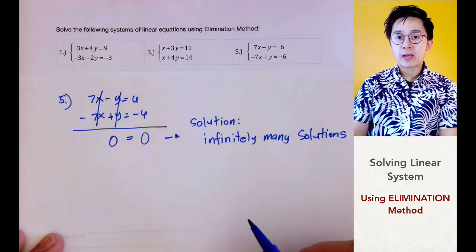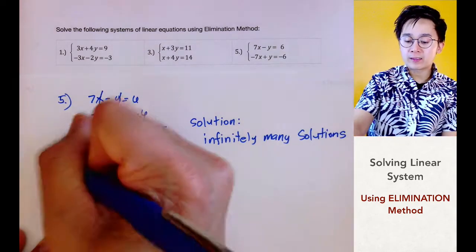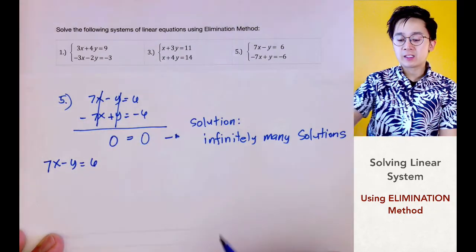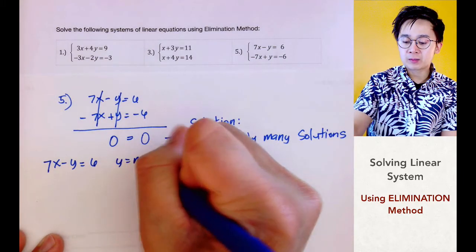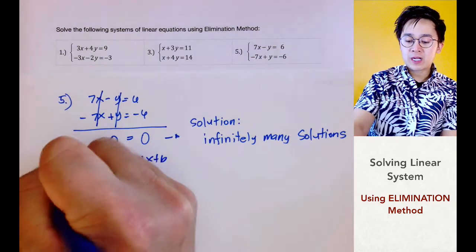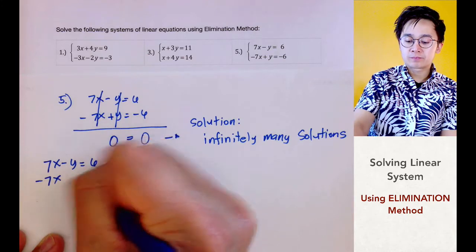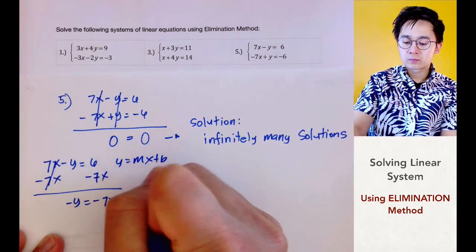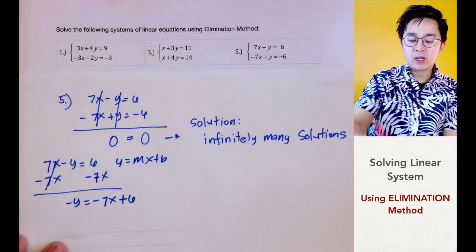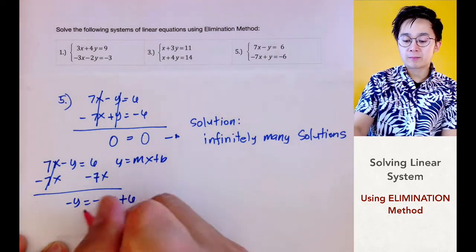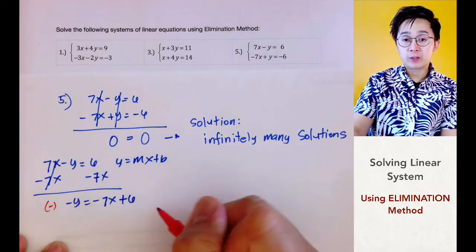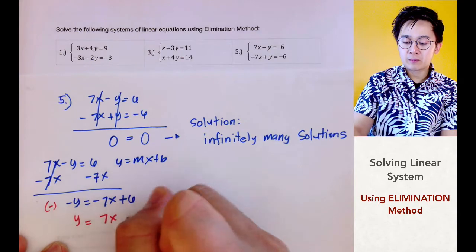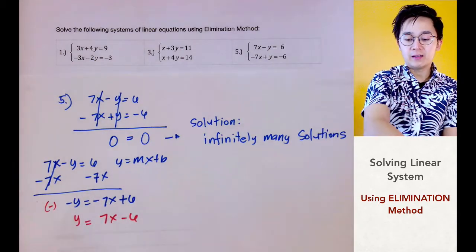So, to prove na yung line 1 ay parehas sa line 2, yung ating line 1 na 7x minus y equals 6, kapag change natin siya sa y equals mx plus b by subtracting 7x on both sides, at by changing this into a positive line by multiplying all the terms with negative 1, we'll have y equals 7x minus 6. So, yan yung ating line 1.